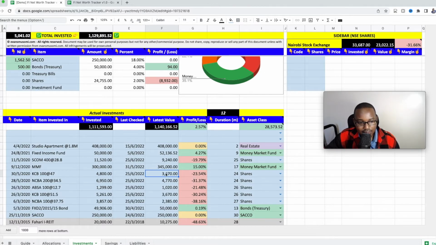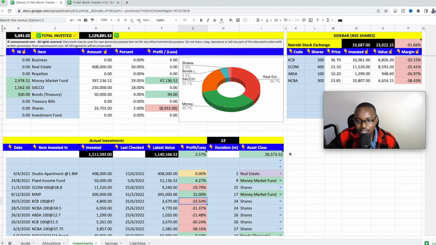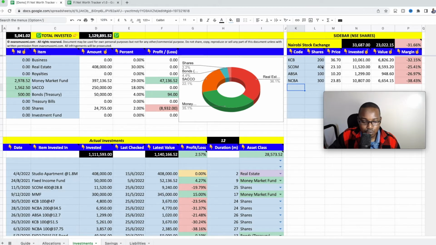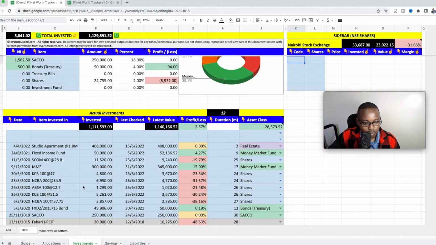23%. And this comes from a handy sidebar at the top, which shows KCB and the current market price, and lets him see what the current market price of shares he's interested in is. So for example, if you type a code like Equity, this pops up, so you can see the price of Equity shares according to the latest data is 39 shillings. And if he had 100 shares, then he'll be able to track that. So this is a handy tool just to let him know the current market price for the shares he's invested in.